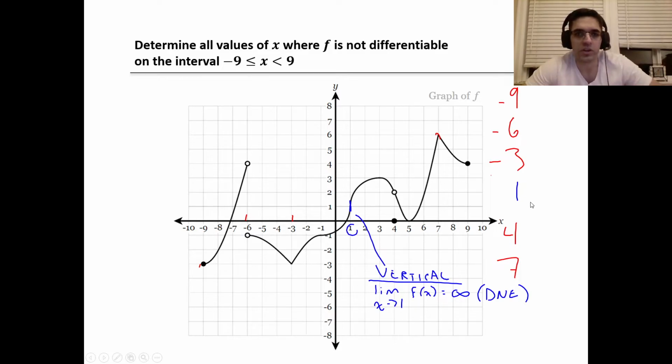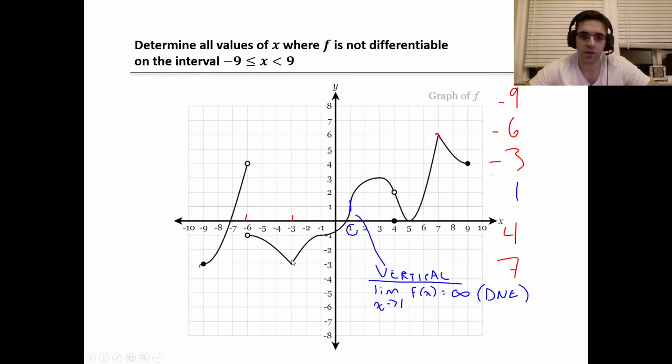Okay, this one's a little more interesting. So from -9 to 9, notice 9 is not included in the interval. It goes up to 9 but does not include 9. So that means we don't have to state 9 as being not differentiable because it's not in our interval. We have -9 less than or equal to x, so we do have to include -9, just not 9. Jump discontinuity at -6, so that's not differentiable.